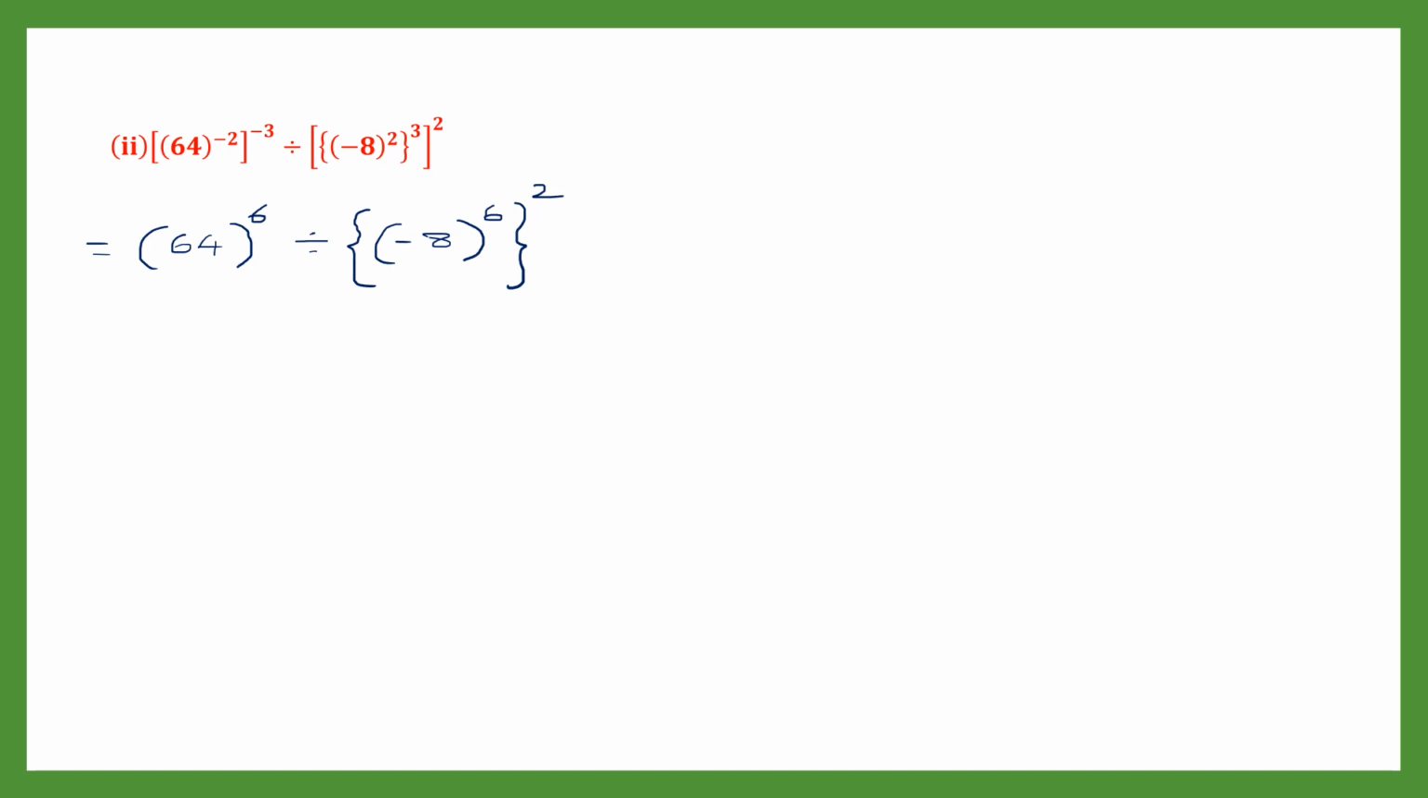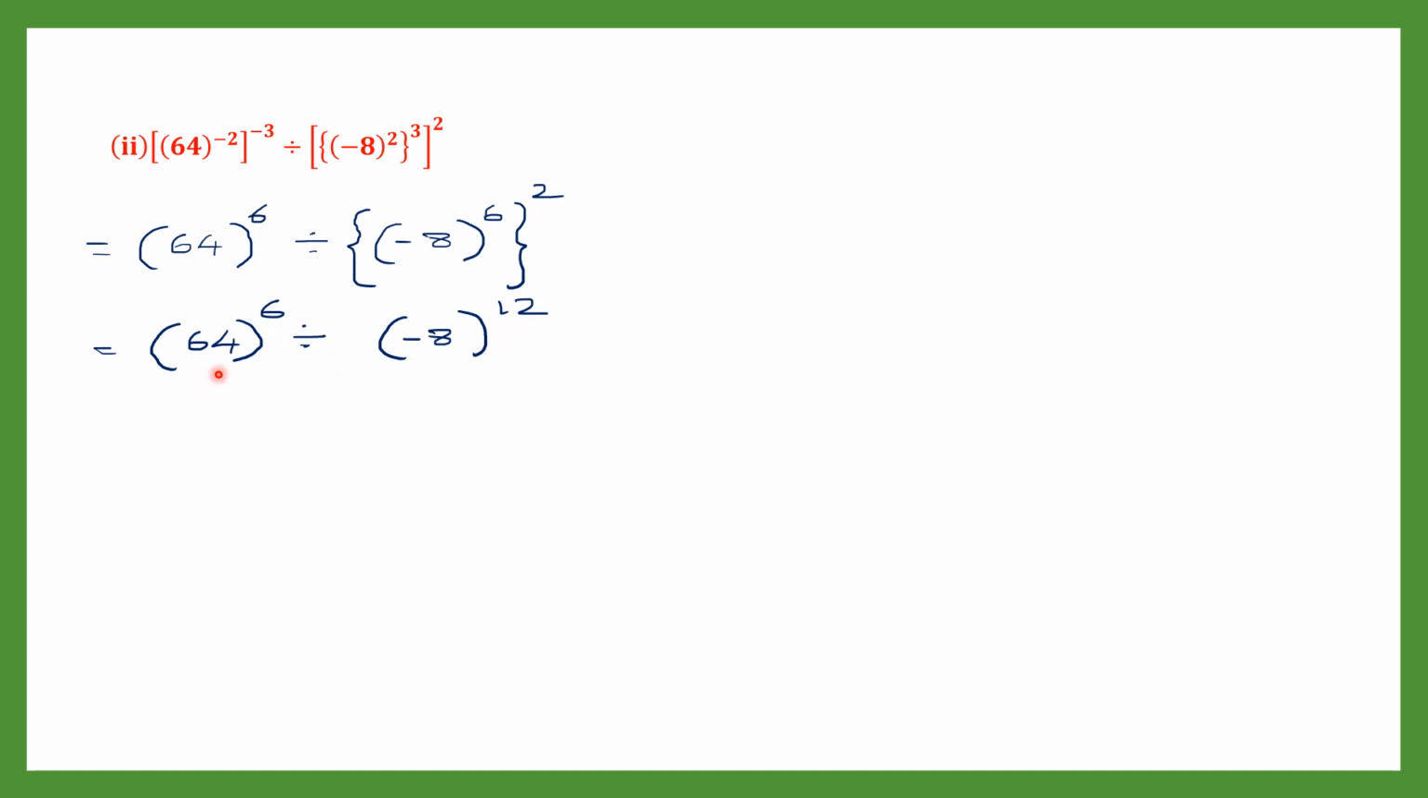So let's write it this way. Now here we will leave this as it is. We'll simplify the other one and come back to this. So 64 raised to the power of 6 divided by, now here again we can apply the power law. So minus 8 raised to the power of 6, which is raised to the power of 2. That means we can multiply these two, 6 into 2. So this becomes minus 8 raised to the power of 6 into 2 is 12. So now we have 64 raised to the power of 6 divided by minus 8 raised to the power of 12.